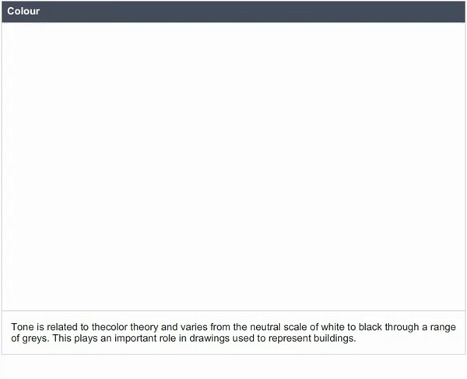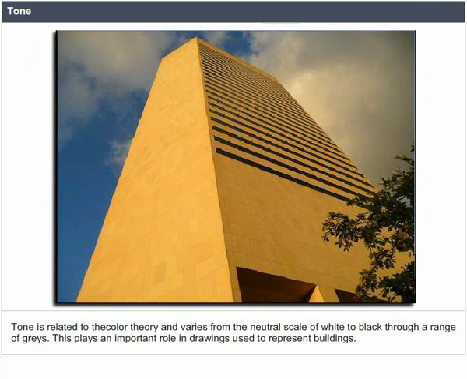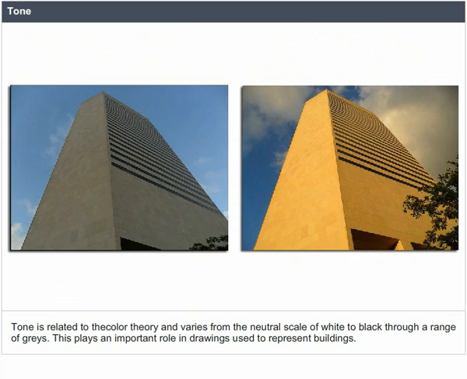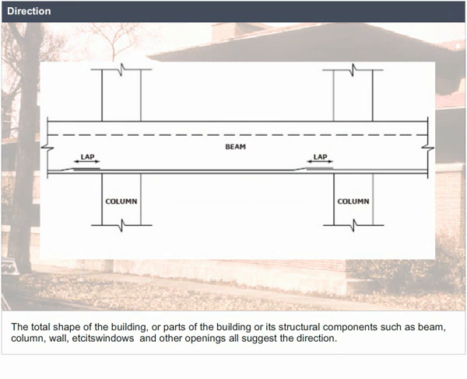Tone. Tone is related to color theory and varies from the neutral scale of white to black through a range of grays. This plays an important role in drawings used to represent buildings. Direction. Every building has elements which suggest direction. In most buildings, these are strong elements that suggest vertical and horizontal direction. The total shape of the building, or parts of the building, or its structural components such as beam, column, wall, its windows and other openings all suggest the direction.